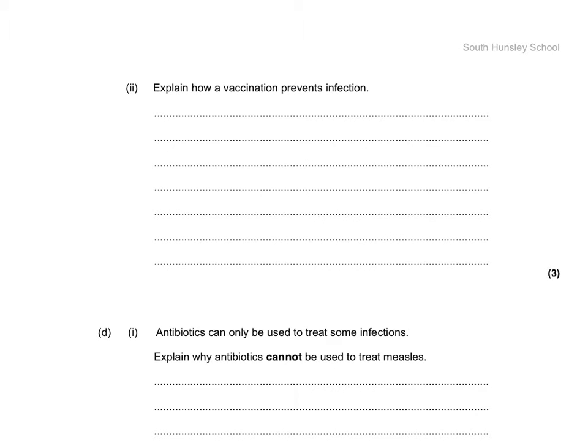The answer to the next question is the fact that when you are vaccinated, the dead or weakened pathogen stimulates the white blood cells to produce antibodies. Then when you get this disease, or an exposure to this disease, these antibodies are produced rapidly, and these antibodies would kill the pathogen.